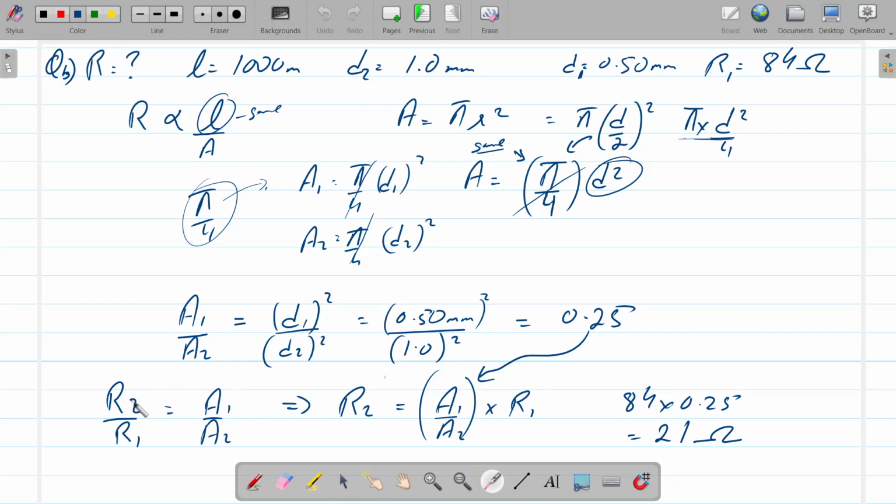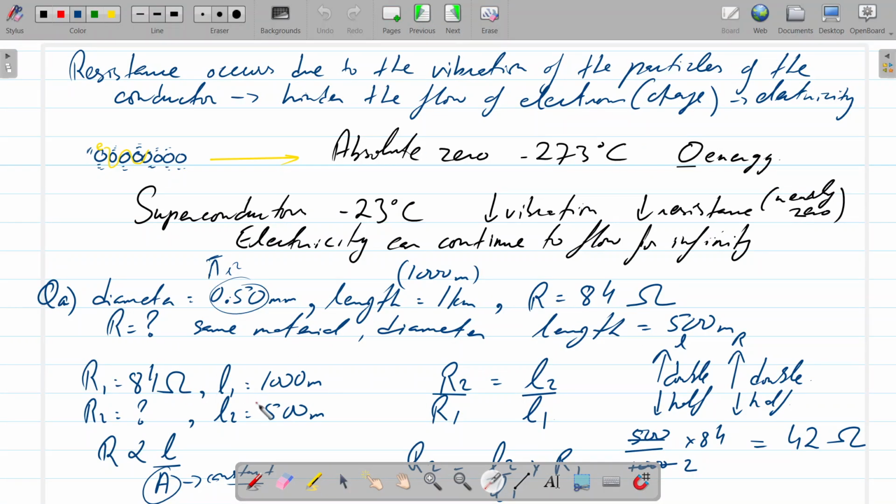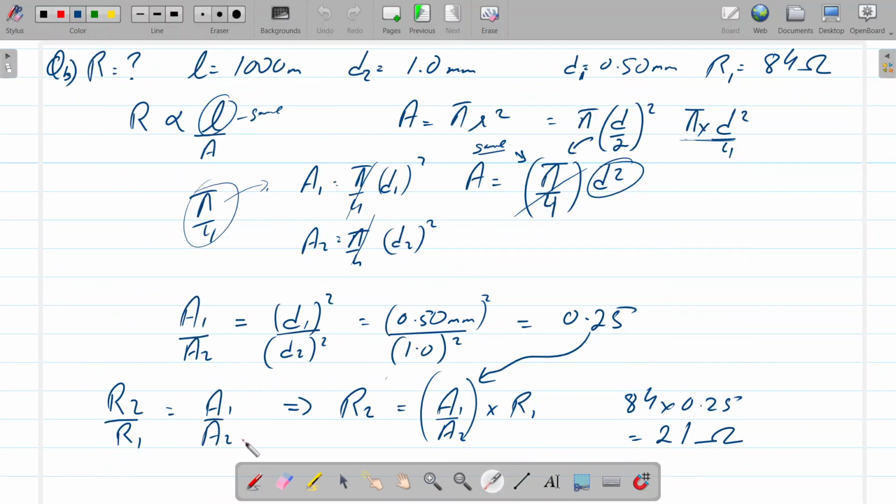And so what I'm concerned with obviously is R2. And that's why I wrote it this way. And so what I'm getting over here is A1 over A2. So if I've written this first, then I go back and do all of this, it will make more sense. Instead of doing lengthy calculations, I just made it easier, found that A1 over A2 is 0.25. And so I just multiply 84 by 0.25 and I get 21 ohms. And this is how you would approach a question in case you're asked to find resistance with changing length, or with changing cross-sectional area.